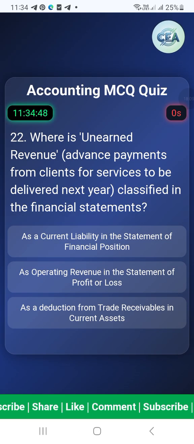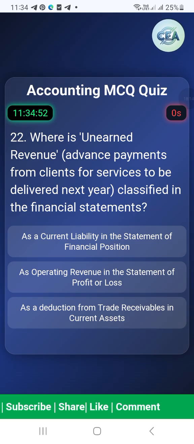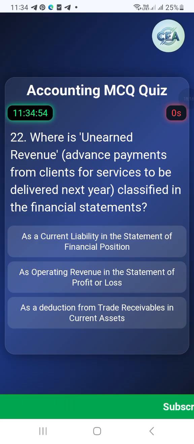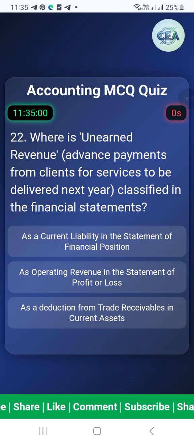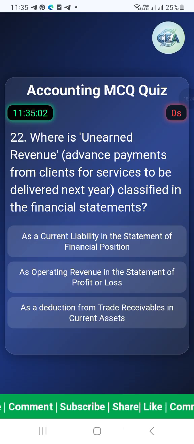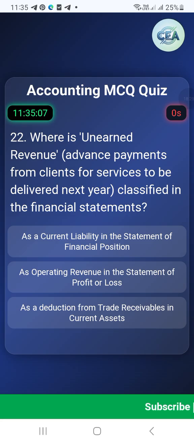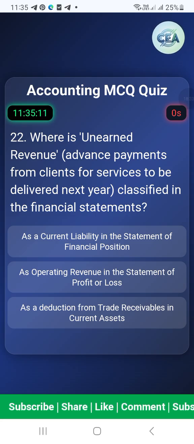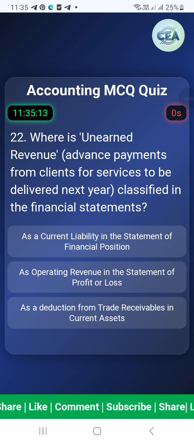22. Unearned revenue, advance payments from clients for services to be delivered next year, is classified in the financial statements: Option 1. As a current liability in the statement of financial position. Option 2. As operating revenue in the statement of profit or loss. Option 3. As a deduction from trade receivables in current assets.